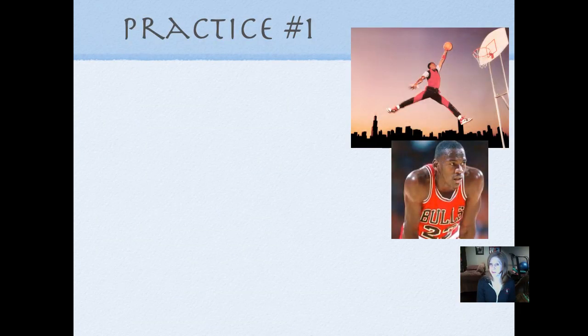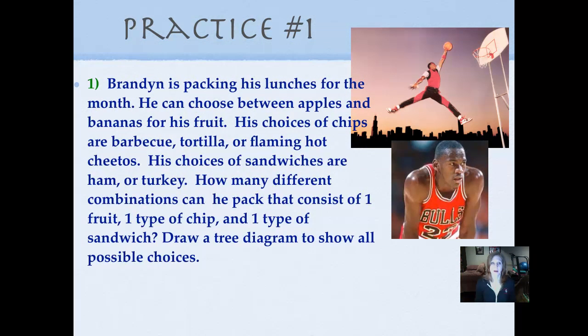Practice problem number 1, and a really cool picture of Michael Jordan. Brandon is packing his lunch for the month. He can choose between apples and bananas for his fruit. His choices of chips are barbecue, tortilla, or Flamin' Hot Cheetos. His choices of sandwiches are ham or turkey.